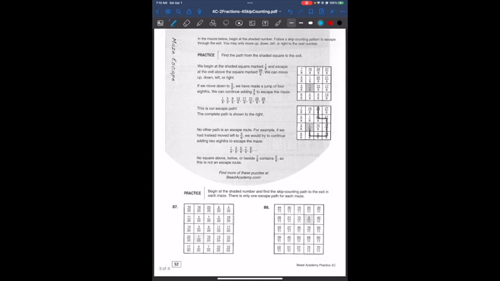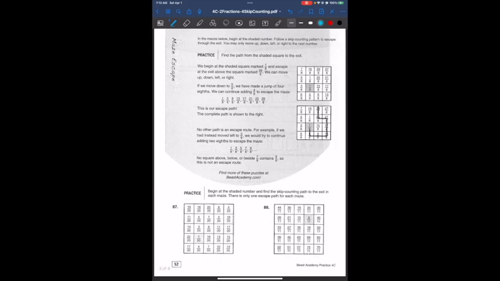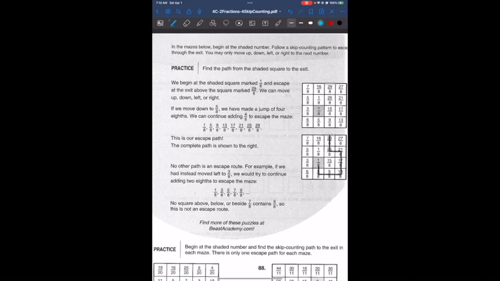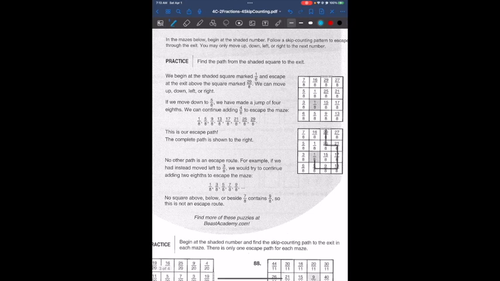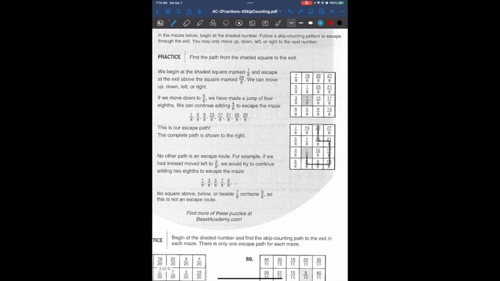Now we're going to move on. So we finished talking about fraction skip counting, and so now we're going to learn about a game-ish kind of concept called maze escape. So in the mazes below, you begin at the shaded number and then you follow a skip counting pattern to escape through the exit.